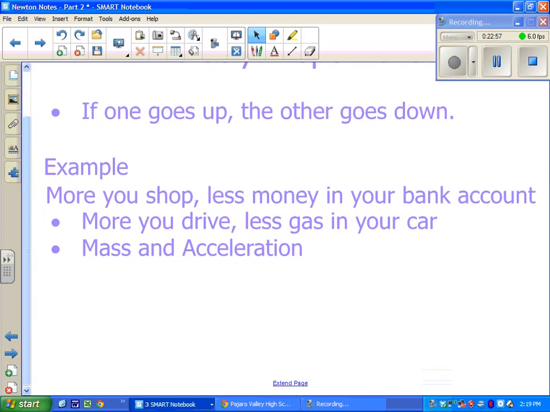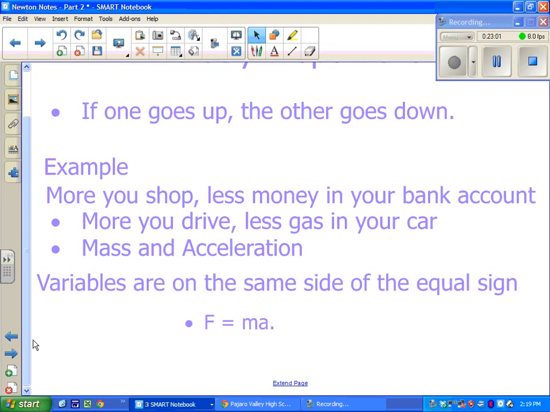And mathematically, this happens because they are on opposite sides of the equal sign. Sorry, they're on the same side of the equal sign. So because we have M and A on the same side, if M goes up, A has to go down to balance it because they're on the same side. So if one goes up, the other has to go down.